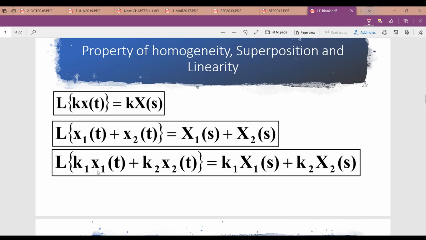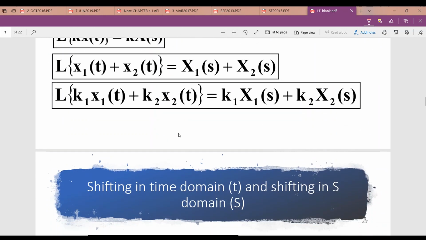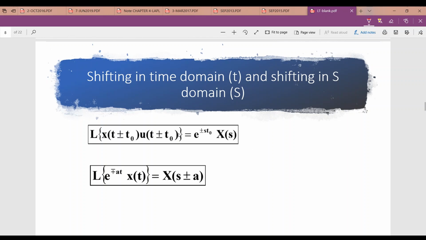And the third one is the property of linearity. Linearity means the combination of homogeneity and superposition, where we have two signals x1 and x2, with x1 multiplied by constant 1 and x2 multiplied by constant 2 in time domain. Then when we convert to S domain, X1(s) is also multiplied by constant 1 and X2(s) is also multiplied by constant 2. So these three are the simple properties you need to know. The second group I already discussed previously in the lookup table, which is the property of shifting in time domain and shifting in S domain.